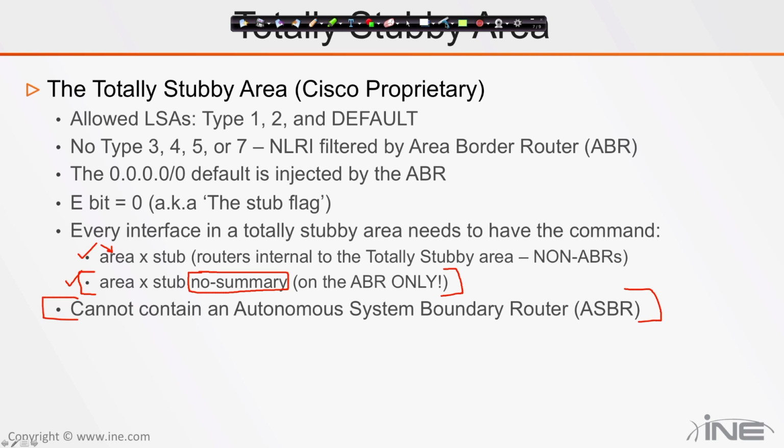Just like the stub area, we couldn't do it with an internal leaf router, right? We can't redistribute information. We can't do it here with an internal leaf router. So it can't be an ASBR. We can't put an ASBR in there.